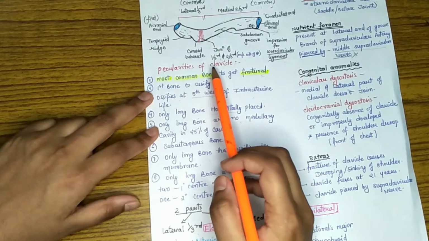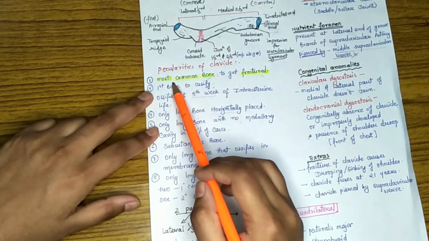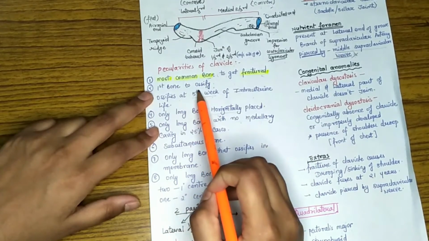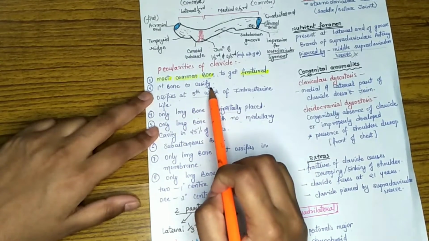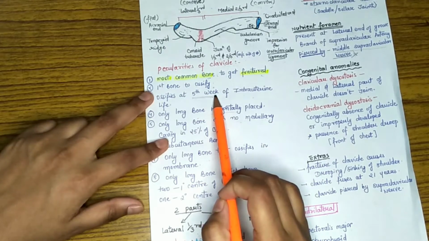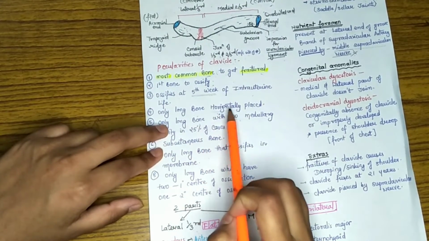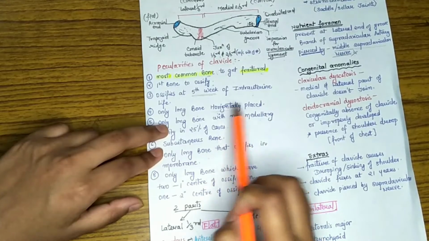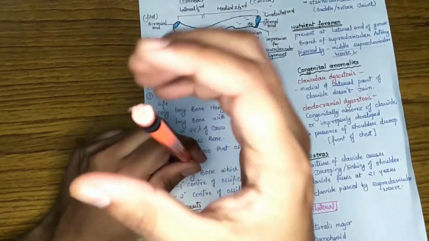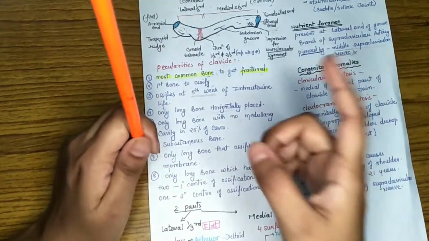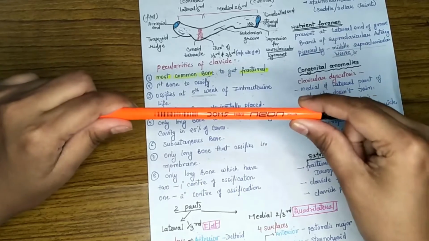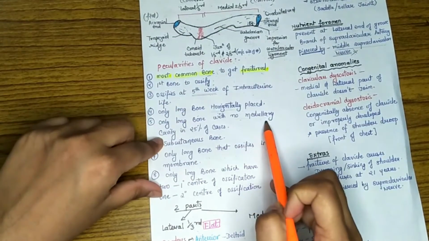So now we will talk about the peculiarities of the clavicle. It is the most common bone to get fractured. It is the first bone that ossifies, in the 5th week of intrauterine life, and it is the only long bone that is horizontally placed. As we all know, all the bones in our body are placed vertically, but the clavicle is the only long bone that is present horizontally. The clavicle has no medullary cavity.